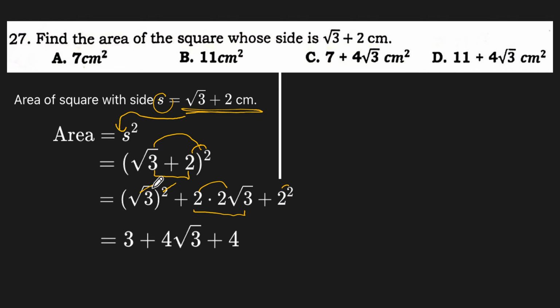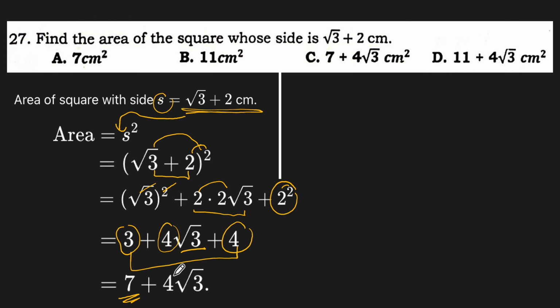So we have square root of 3 squared, 3 remaining. 2 times 2 is 4. Square root of 3, just copy. Then 2 squared, we have 4. And combining both sides, 3 and 4 will give us 7. And then copy 4 square root of 3.